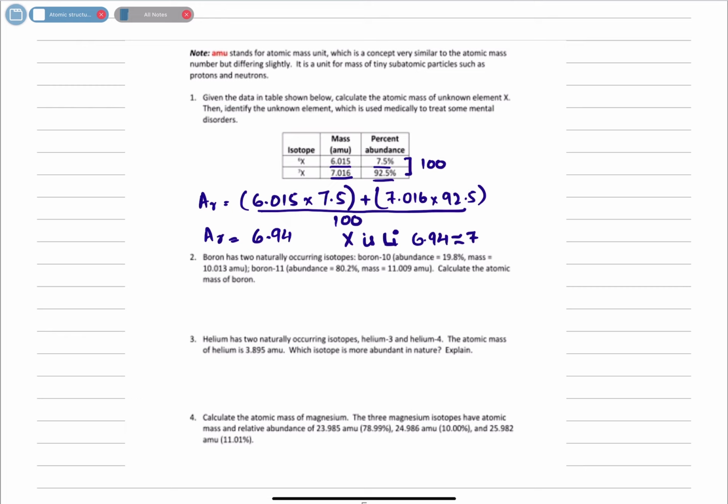Let's do question number 2. Boron has 2 naturally occurring isotopes. I told you boron. Now here they have given me the abundances. So let's find out the AR of boron. It's going to be 10.